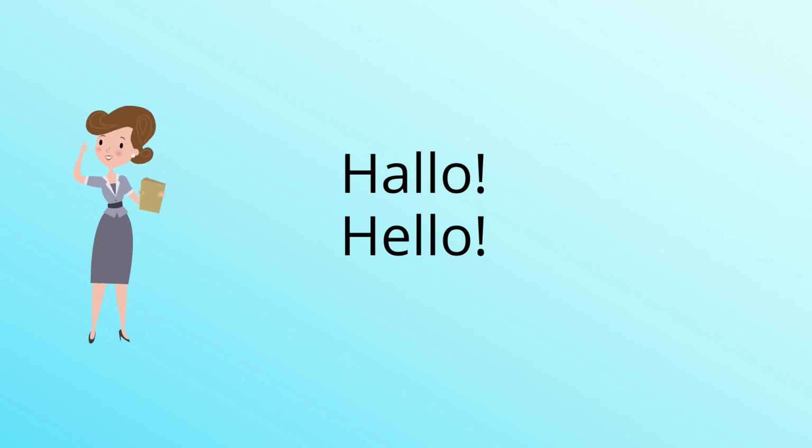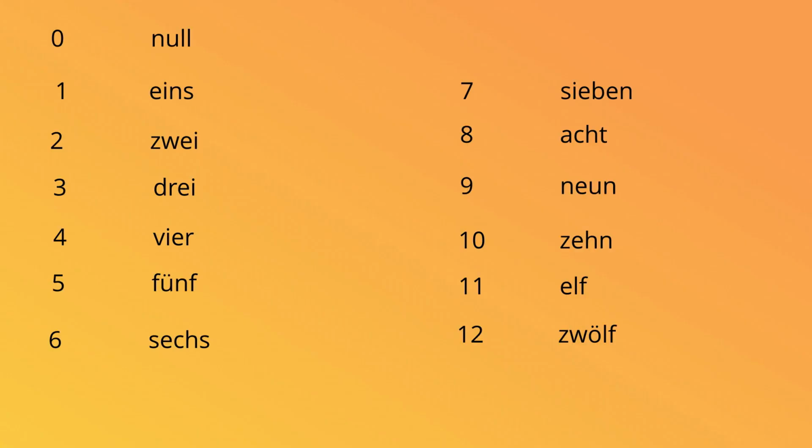Our new series, Learn German Easily. In this lesson, we will be learning numbers from 0 to 99. This is the first part of our number system. First, we will learn 0 to 12 numbers.